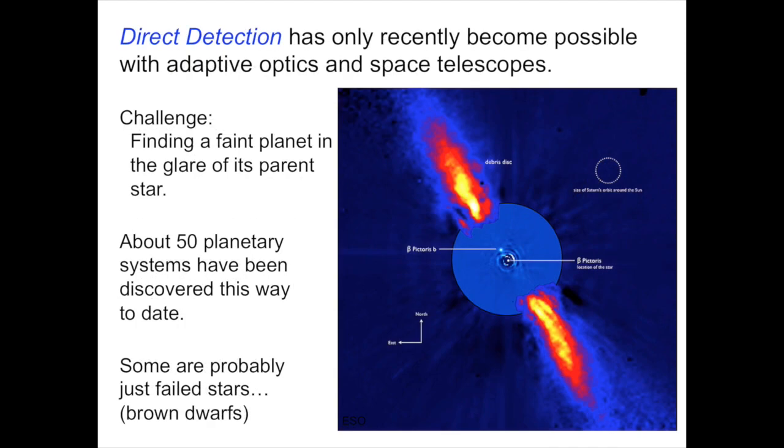Let's start with the direct detection method. Direct detection has only become possible recently with the development of adaptive optics and space telescopes. These are advanced technologies that allow us to look closer and closer to the parent stars. The principal challenge of the direct detection method is the fact that stars are bright and planets are very faint.